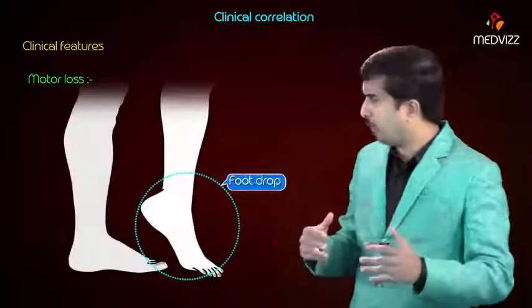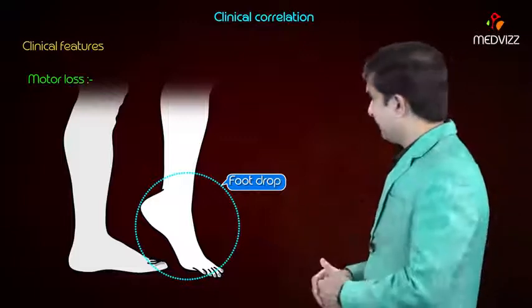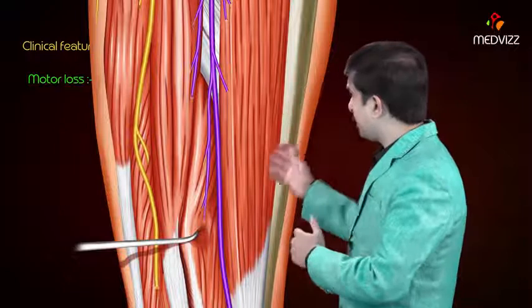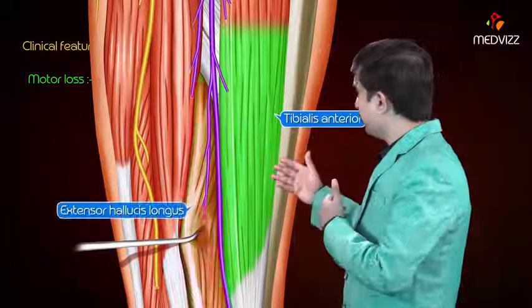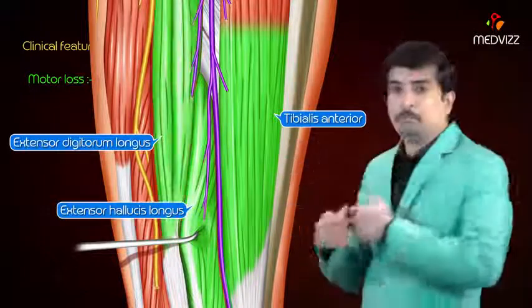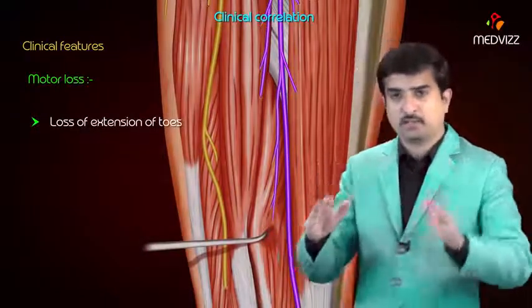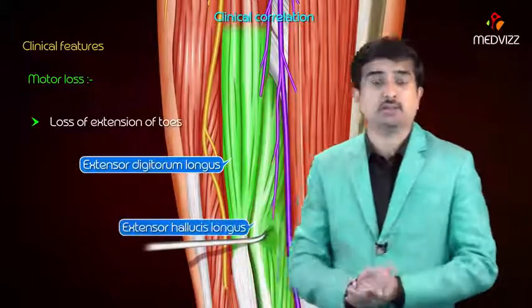What about the clinical features? First one is the motor loss. So foot drop is an important condition because of injury to the common peroneal nerve. It is mainly because of the paralysis of all the muscles of the anterior compartment of the leg, like tibialis anterior, extensor digitorum longus, extensor hallucis longus, and peroneus tertius. And there will be a loss of extension of toes, especially because of paralysis of the extensor digitorum longus as well as extensor hallucis longus.